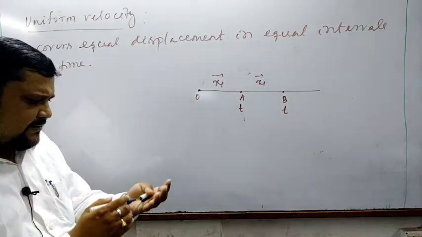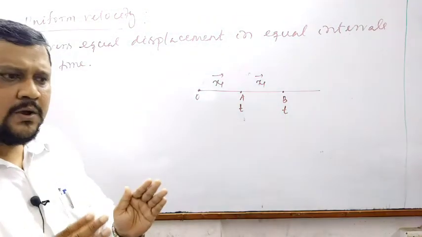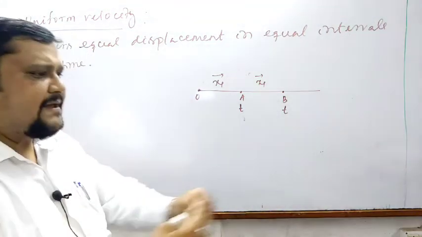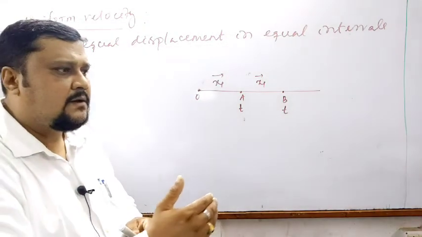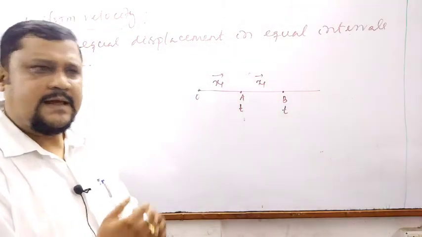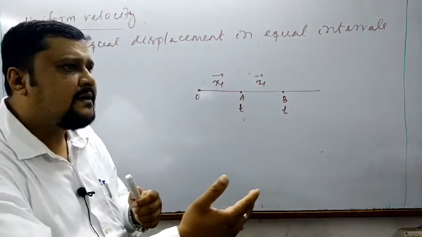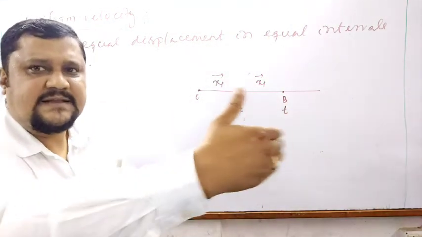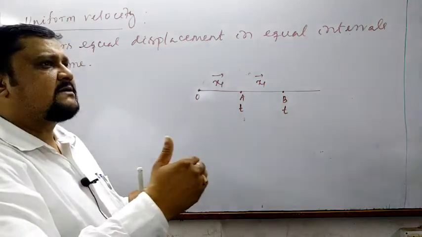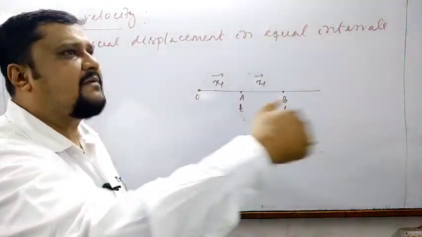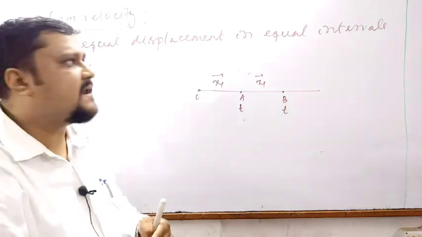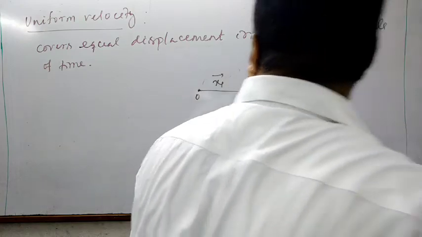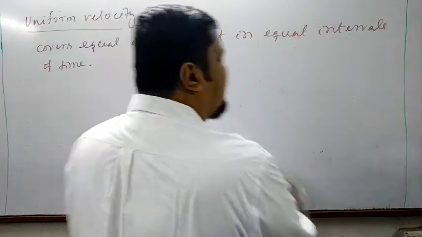So suppose I am moving in a particular direction, in a straight line. A simple example: I cover 5 km in 1 hour. In the same direction, again 1 hour, I find I cover 10 km in total. I start from here, cover 5 km in 1 hour, then the next 1 hour 5 km, the next 1 hour 5 km, like that. So in the same particular direction I am moving, you can say that it is a uniform velocity. Is that clear?